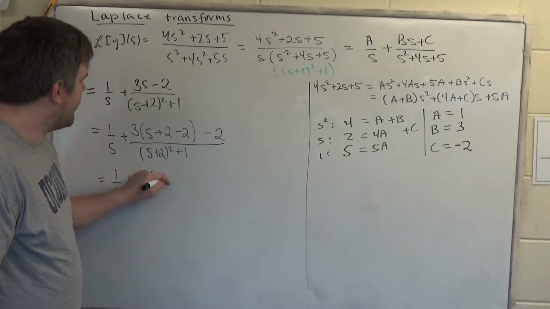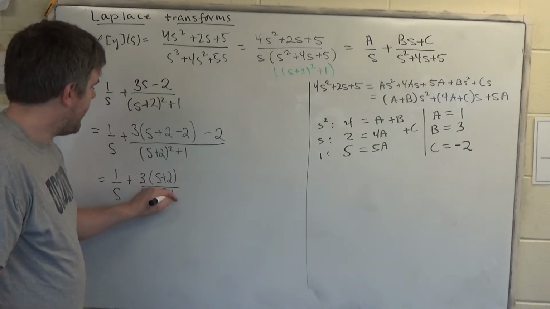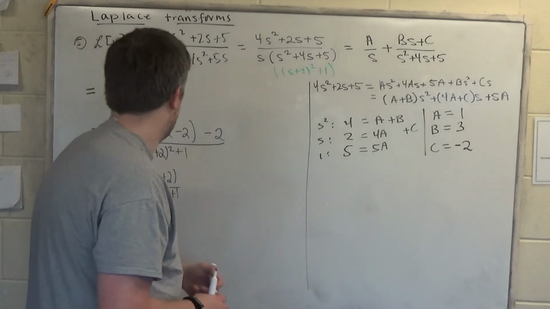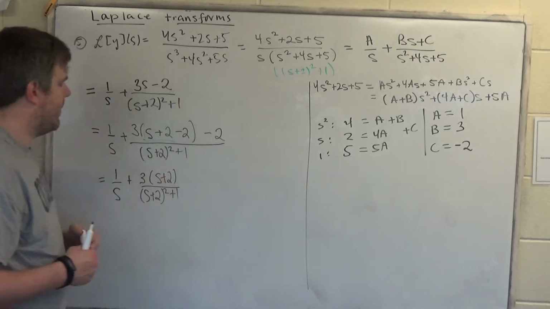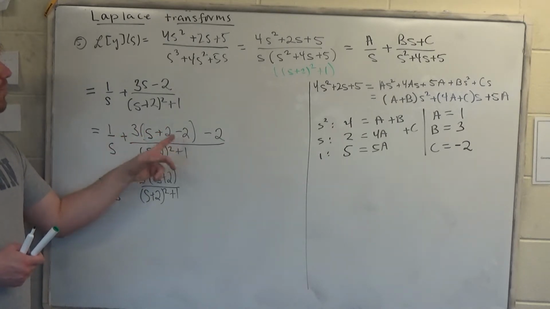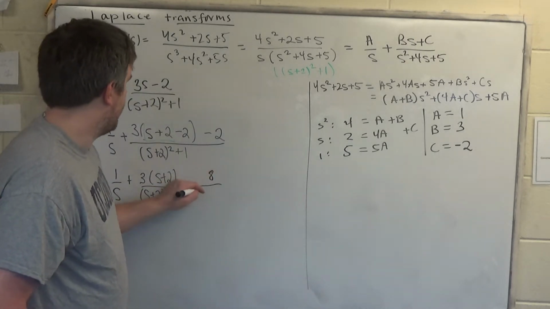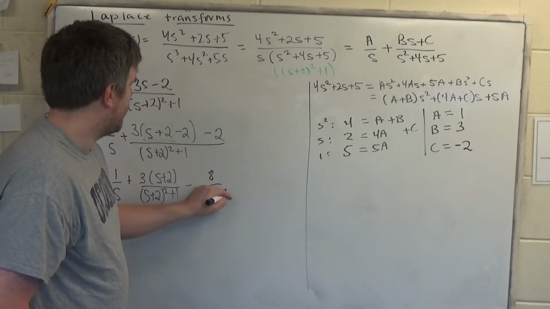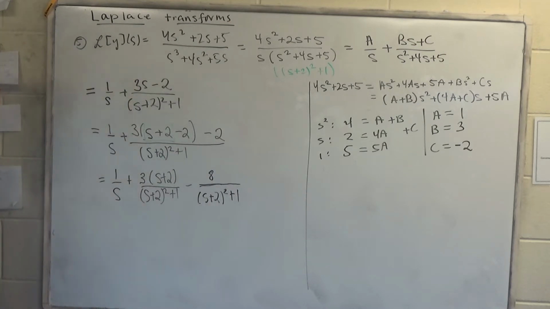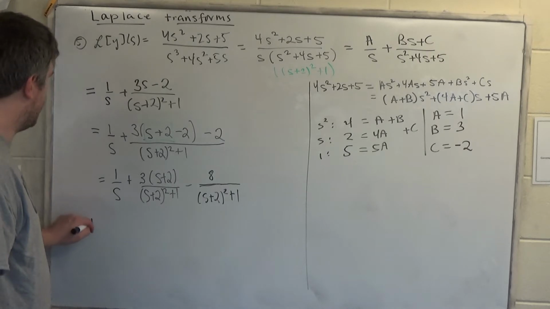And now I'm going to collect terms such that the s plus 2 is everywhere. So I'm going to just group these two together. Maybe I'll put a green box around them so you can see that a little better. And now I have to distribute the 3 through still. So 3 times -2 is -6. Minus 2 is -8. So I'm going to get minus 8 over s plus 2 squared plus 1. And now I'm ready to transform back into the regular variables, the t variables.